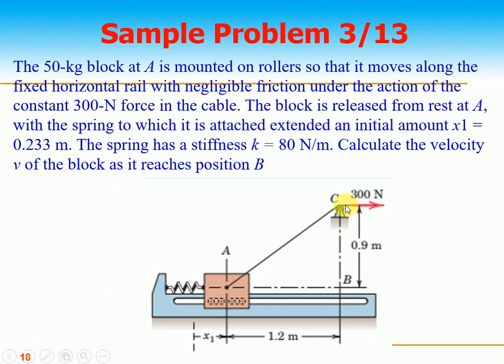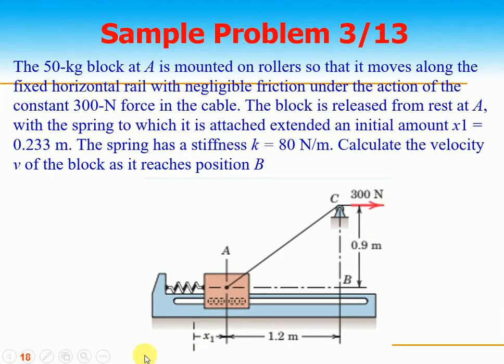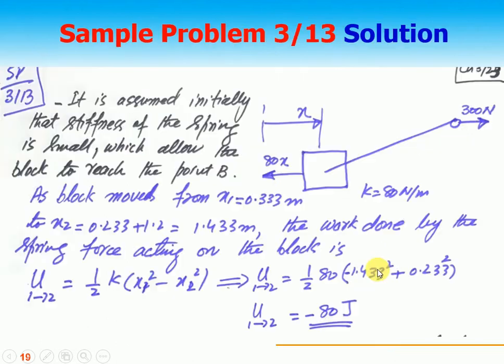We are applying the force horizontally at 300 Newton. This block is moving here. We need the velocity of the block at B, and I'm solving this problem using the energy method. So let's see. This is a force of 300 Newton. The stiffness k is 80 Newton per meter. The spring force is outward, in the opposite direction, that is 80x.